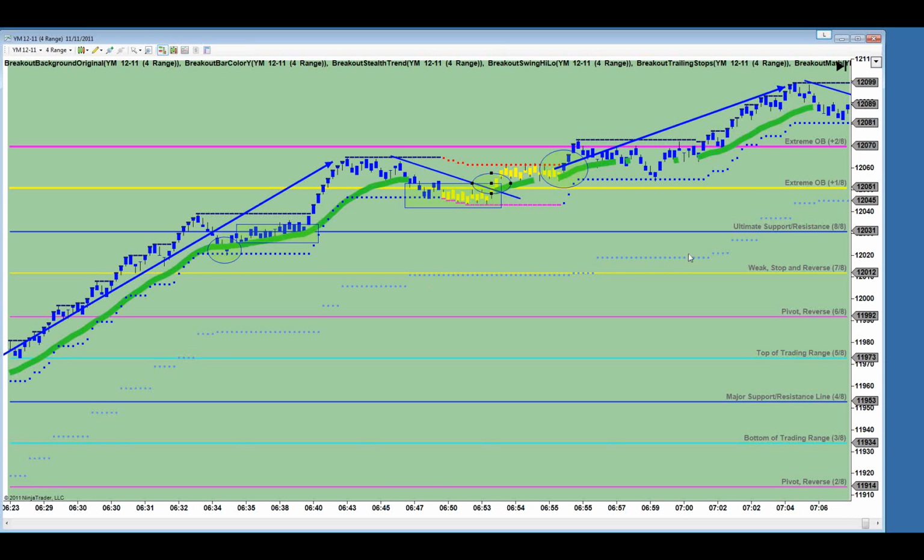Jesus, the guidance dots are 12. Yeah, this is set to a 12. Yeah, and we're trading a 4 on the YM. Yeah, 4 on the YM.